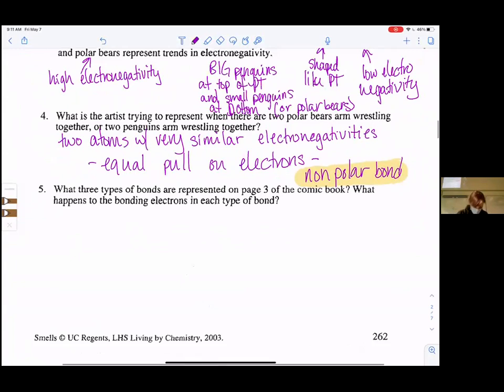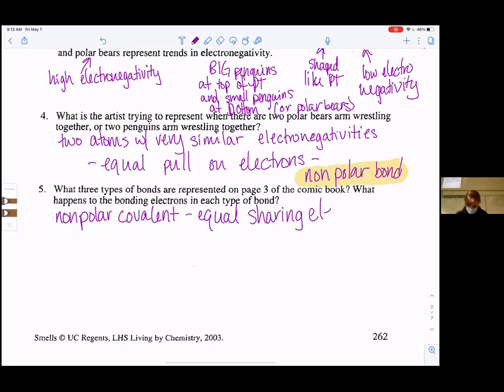So we have nonpolar covalent, and we have equal sharing of electrons there. And this is going to be important. We're going to spend a lot of time over the next week or two looking at the difference between nonpolar, polar covalent, and then ionic bonds. So in a polar covalent, you have unequal sharing.